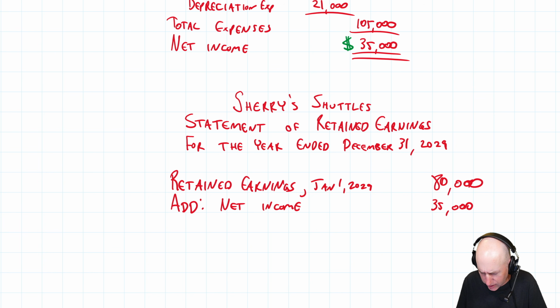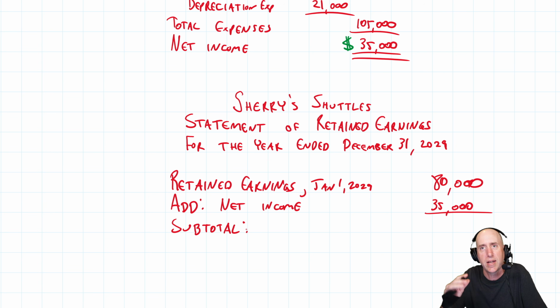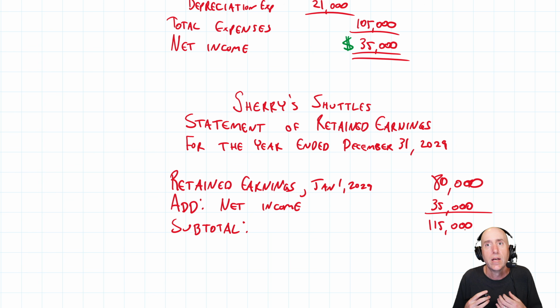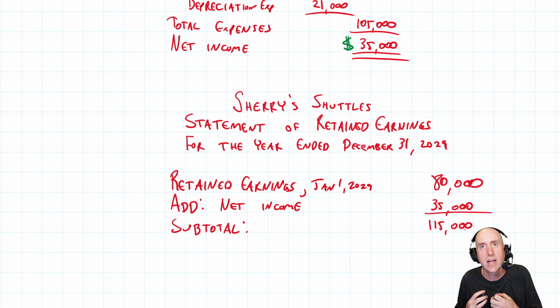So retained earnings 80 plus net income 35 gives us a subtotal. And I do label this as subtotal. I've seen some textbooks label it subtotal. Some textbooks don't label it at all. They just leave it blank here. But 80 plus 35 is $115,000. So if the company didn't pay any dividends, right, they would go, well, we had $80,000 in retained earnings before. We made $35,000 in profit this year. So if I don't pay any dividends, I'm going to have $115,000 in retained earnings.